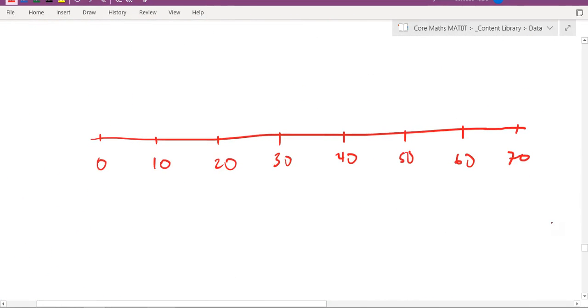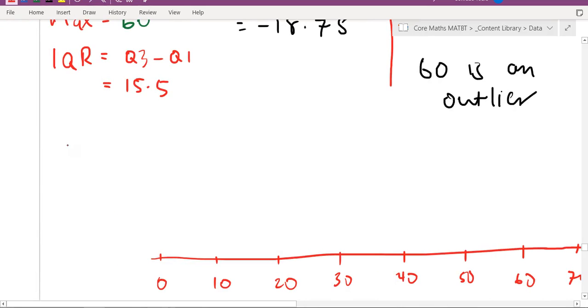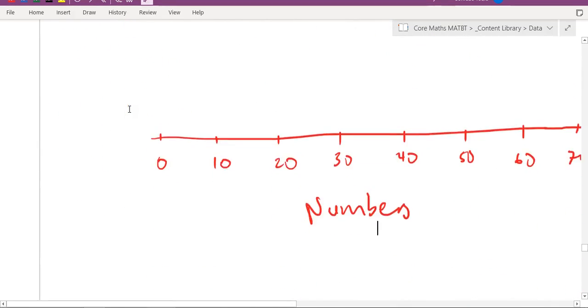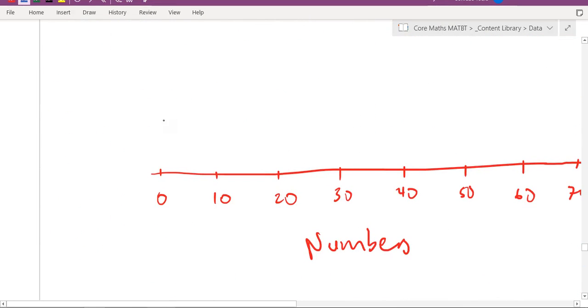Okay, and you want to make sure you name your box plots. I'm just going to call this numbers. It really depends on what kind of data you're working with, but you want to make sure you name it. So let's start by putting in my minimum and the maximum. The minimum here is 3. So you want to go on your number line and just put a dot on 3.